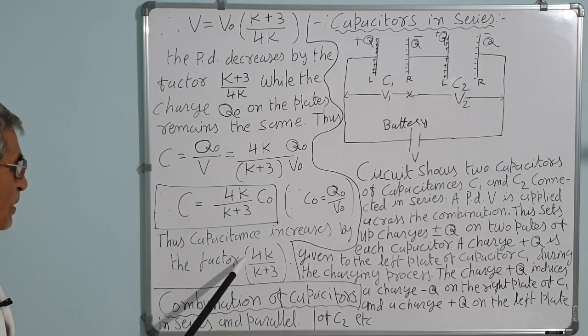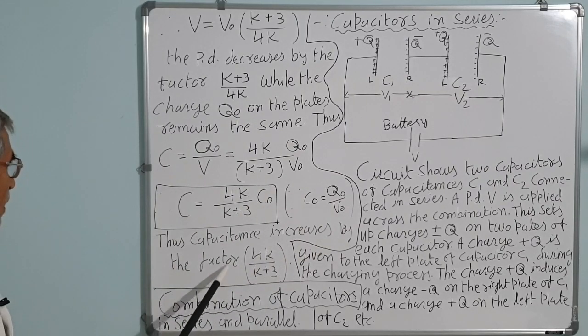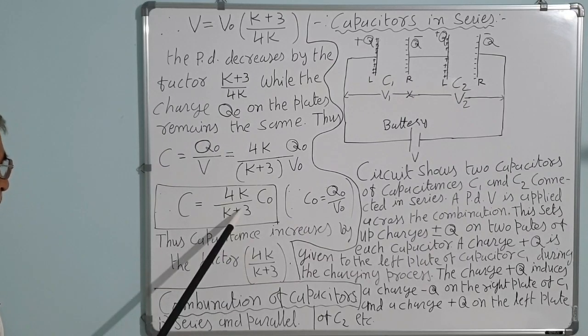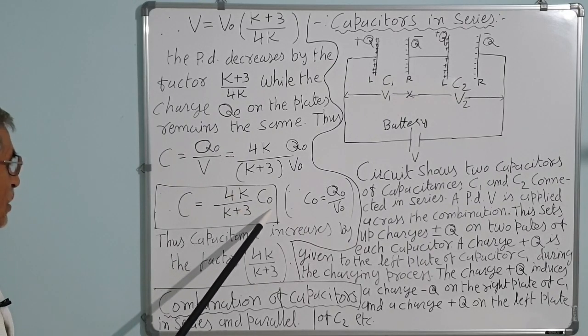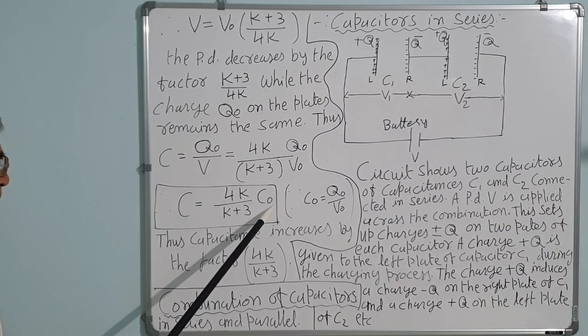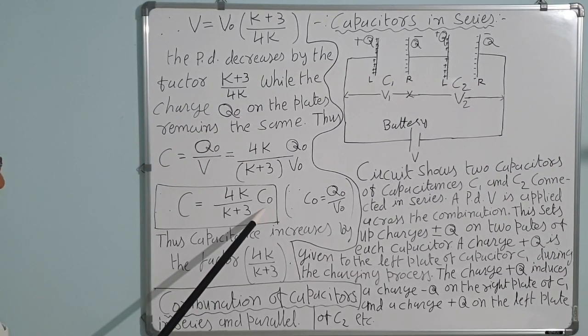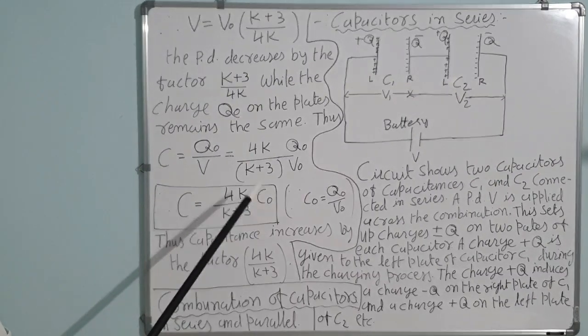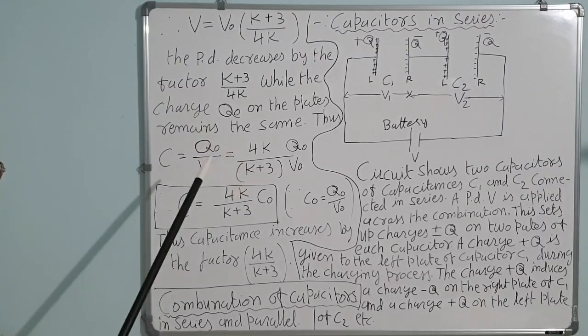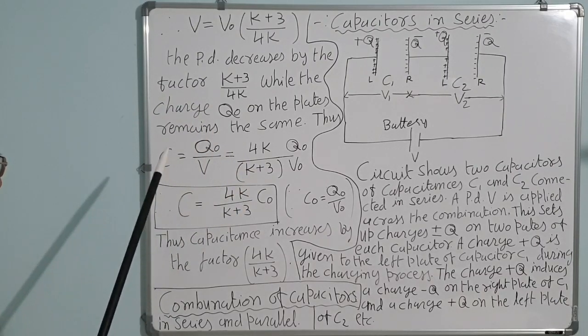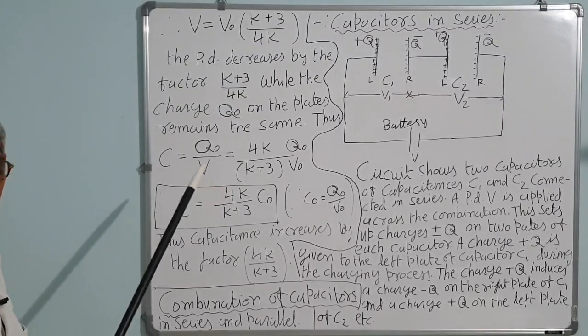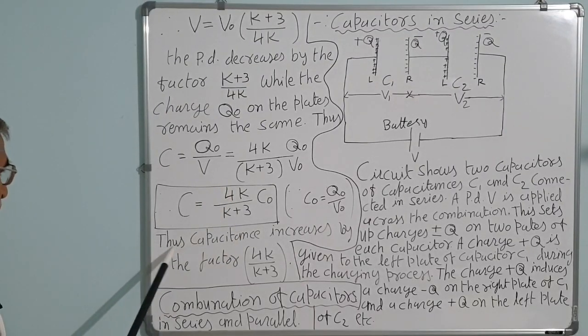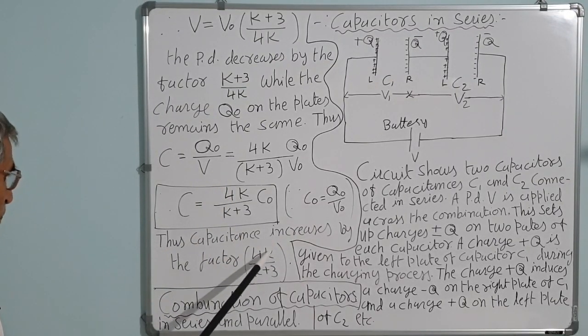Thus, capacitance increases by the factor 4K upon K plus 3. This is the capacitance. C0 is the capacitance of a parallel plate capacitor when there is a vacuum or air between the two parallel plates of a capacitor. C is the capacitance of a capacitor when a dielectric is introduced. Thus, capacitance increases by the factor 4K upon K plus 3.